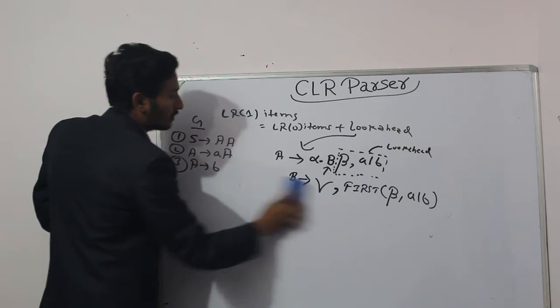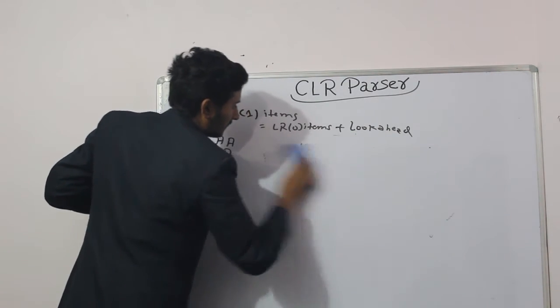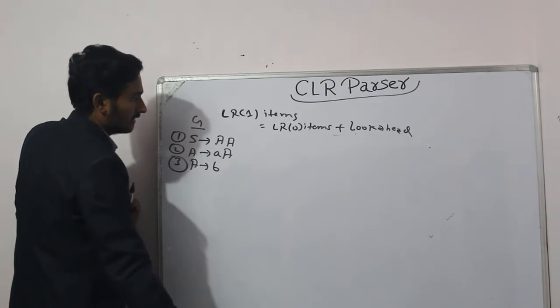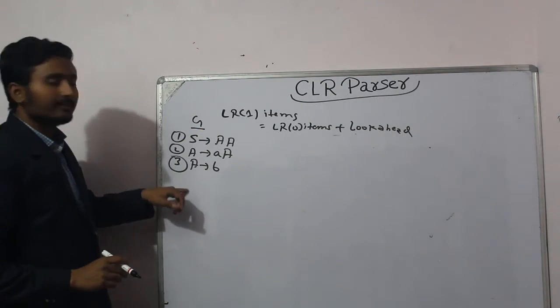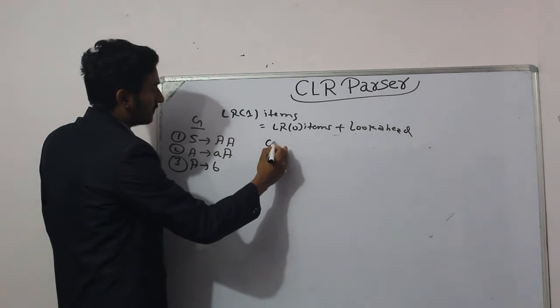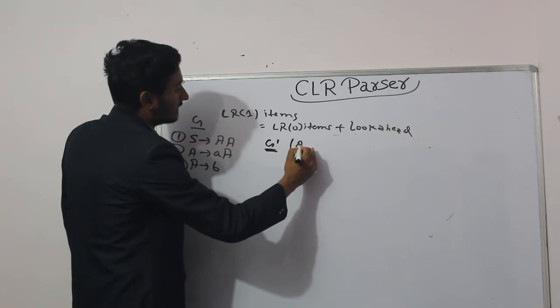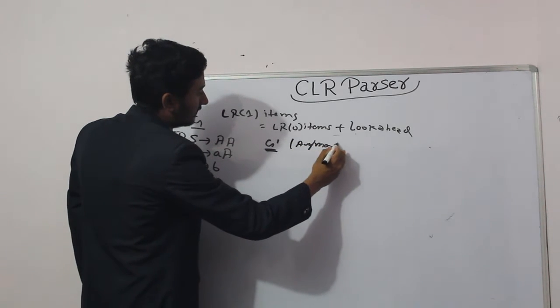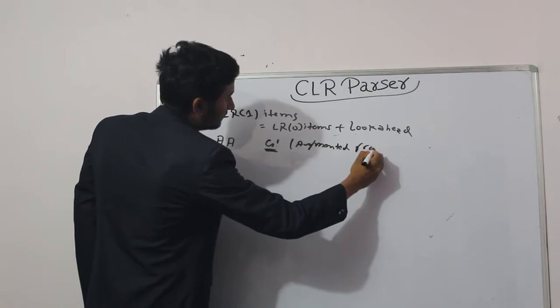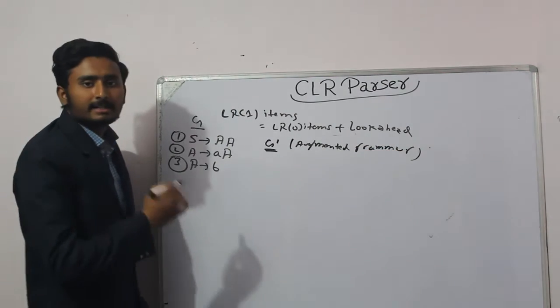Let me show you here how we are going to have the LR1 items for the given grammar. We have to first form G dash. So what is G dash? G dash is your augmented grammar.